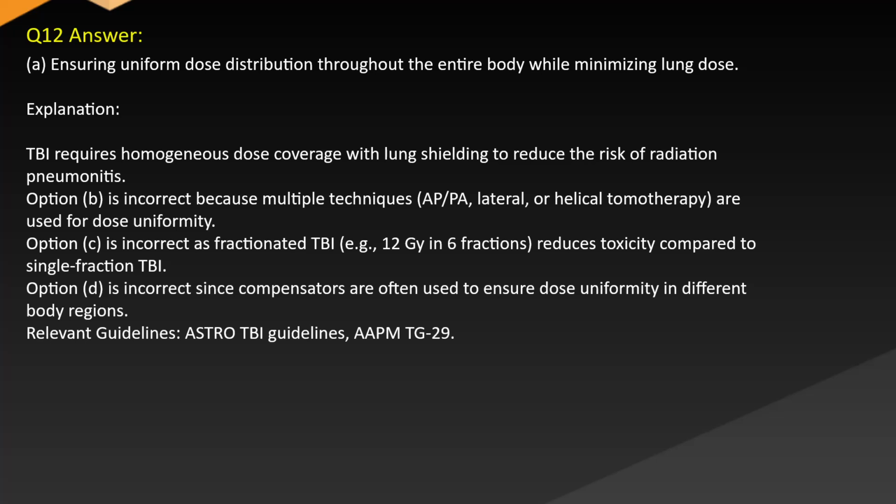Option C is incorrect as fractionated TBI, e.g., 12 Gy in 6 fractions, reduces toxicity compared to single fraction TBI. Option D is incorrect since compensators are often used to ensure dose uniformity in different body regions. Relevant guidelines: ARROW TBI Guidelines, ASTRO.